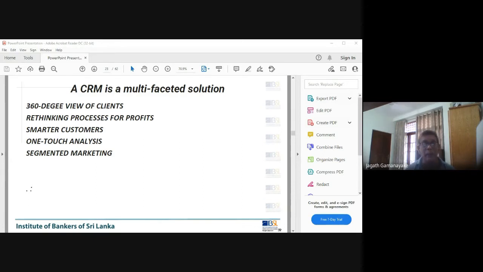I think now you may have understood how CRM evolved, as we discussed in detail last time, right? CRM is a multifaceted solution today. Now we need to look at a 360-degree view of the client. We look at every aspect of the client. I gave you an example last time.